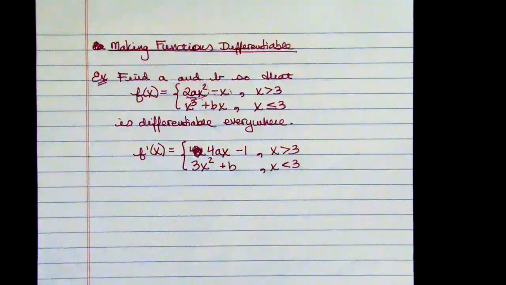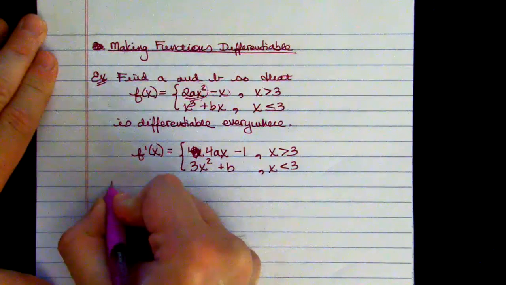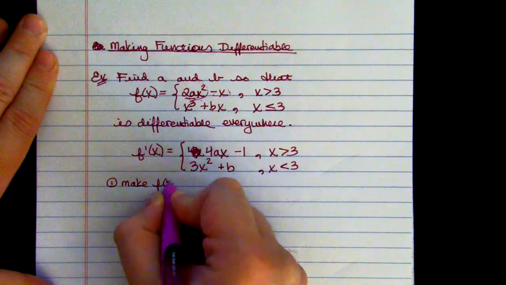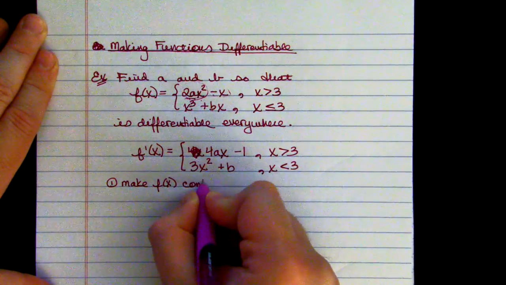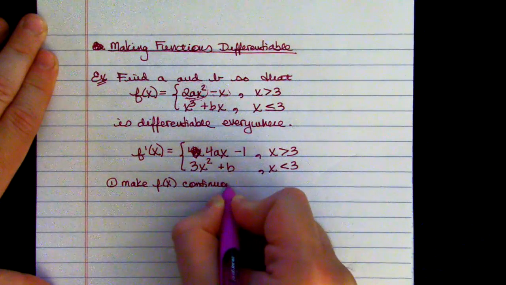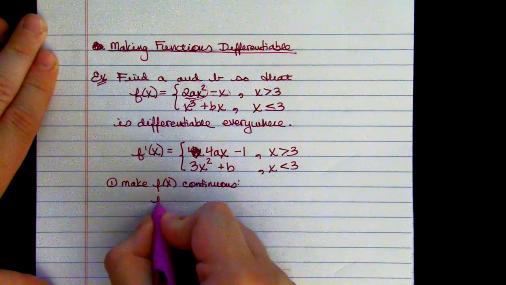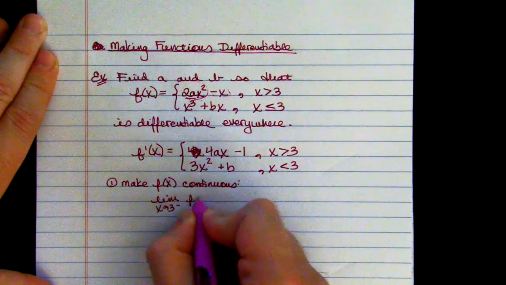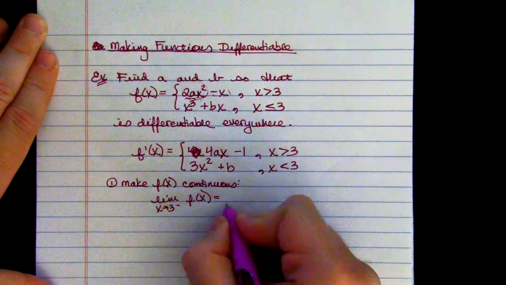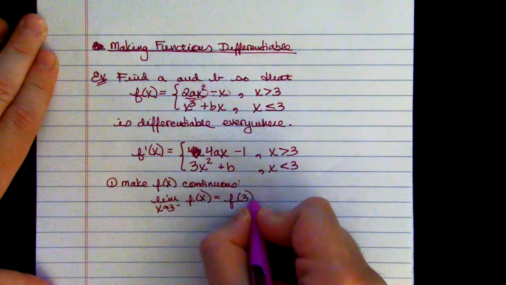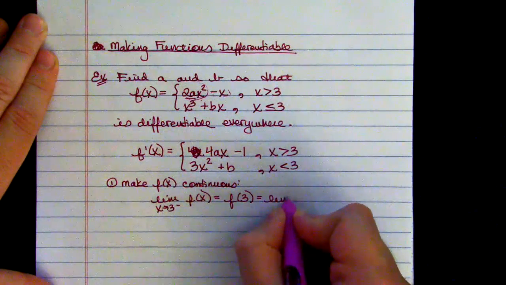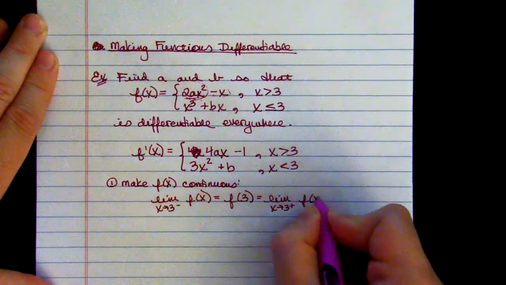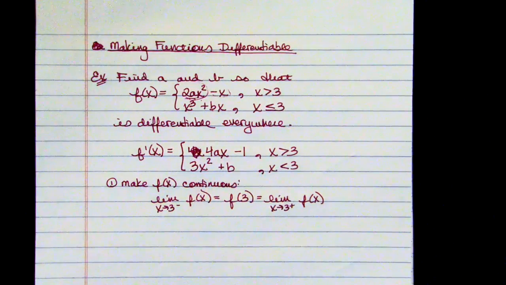Well, now, I need to, first of all, make f of x continuous. Which means that I need to say the limit as x approaches 3 from the left of f of x equals f of 3 equals the limit as x approaches 3 from the right of f of x. Take a moment and go make that equation.